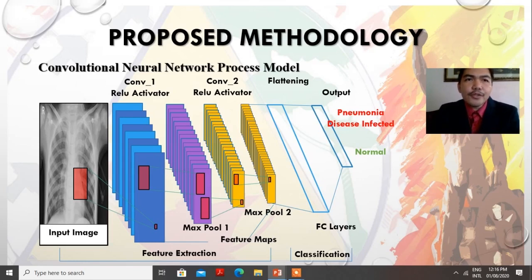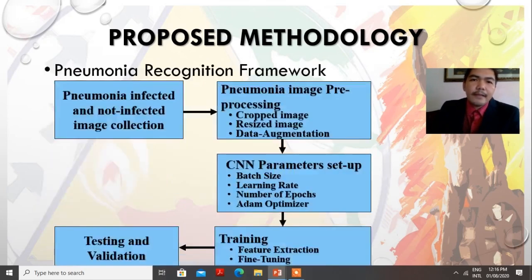Pooling is used to overcome the overfitting, and it also reduces the number of parameters, and the fully connected layers summarize the trained features in order to provide the classified result. In this case, we have pneumonia, disease infected, and the normal.